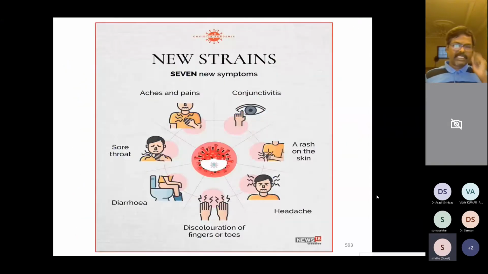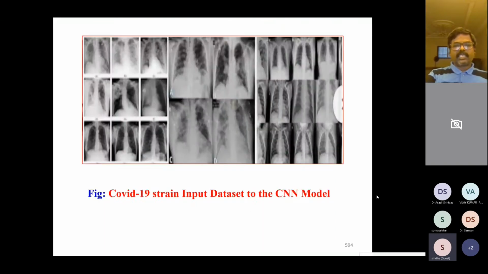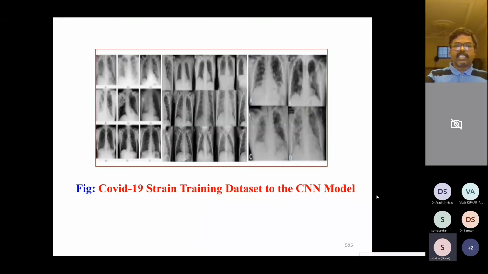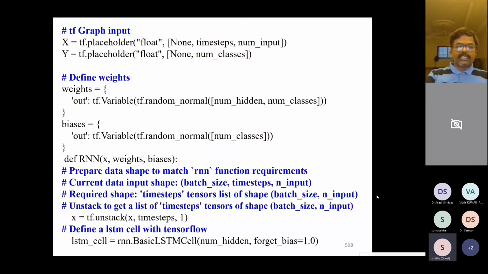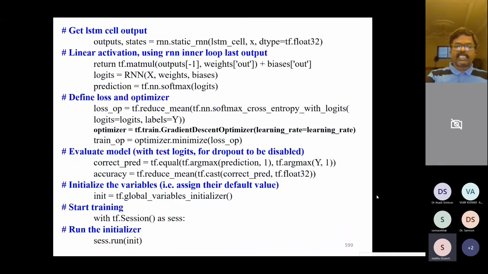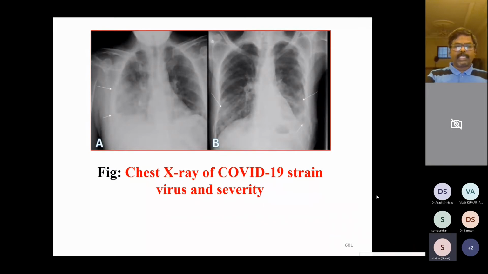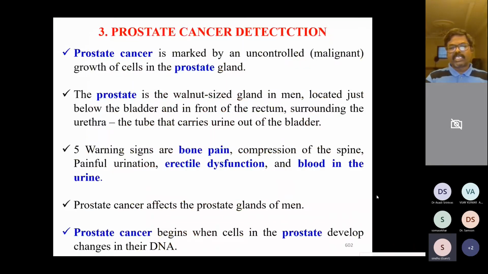Next, COVID-19 strain virus detection. I have collected various symptoms of COVID-19 strain. These are the symptoms of COVID-19 strain. These are the X-ray images I have taken, and this is the code of the COVID strain algorithm. Finally, it detected positive or negative.